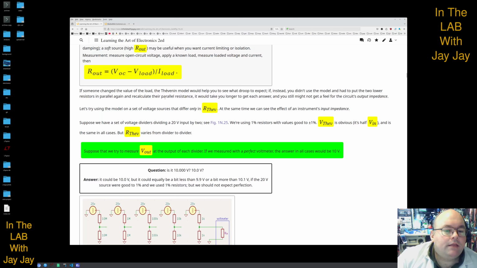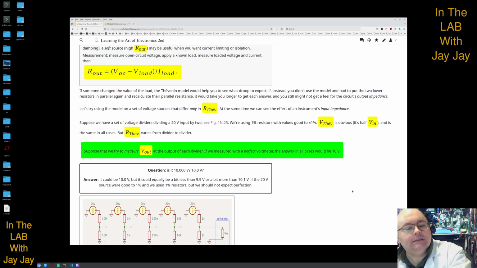So if someone changed the value of the load, the Thevenin model would help you to see what droop to expect. If instead you didn't use the model and had to put the two lower resistors in parallel again and recalculate the parallel resistance, it would take you longer to get each answer, and you still might not get a feel for the circuit's output impedance.